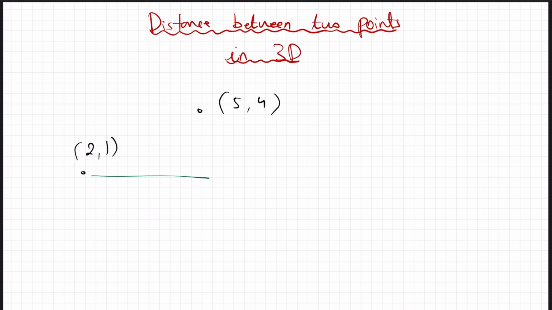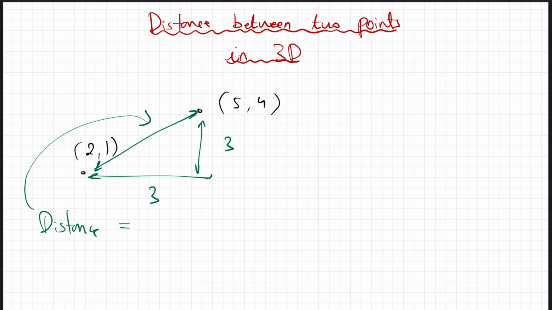So what we do is we construct a triangle between these points, which in this case would have height 3 and length 3 as well. It's not actually to scale, but there we go. And we can say the distance, using Pythagoras' theorem, we know distance squared is going to be 3 squared plus 3 squared. So if we take the square root of both sides, the distance is the square root of 3 squared plus 3 squared, or 3 root 2. So that's how you calculate distance between 2 points in 2D.